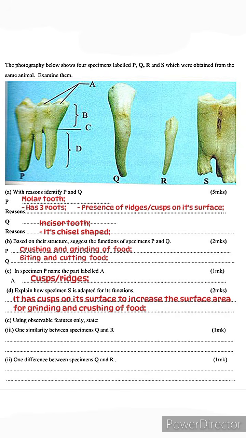Moving on to C. Using observable features only, state one similarity between specimens Q and R. Now this is an obvious one. They both have one root. Moving on to part 2, one difference between specimen Q and R. Now Q is chisel shaped while R has a pointed tip.